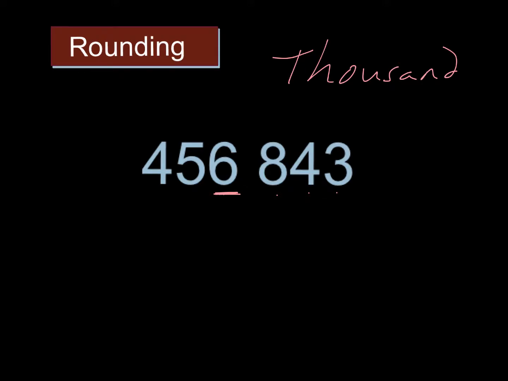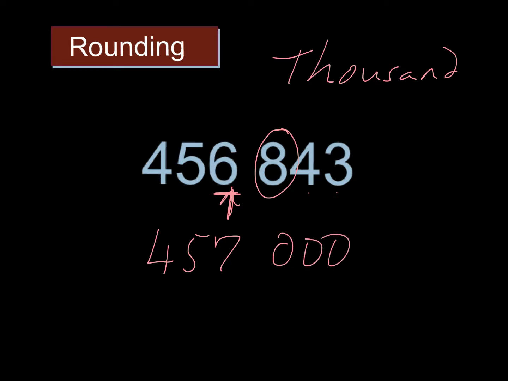So we found the thousands place. Now we're going to look at the number to the right. In this case, it's 8. Now if the number to the right is less than 5, we round down, but it isn't. It's more than 5, so we're going to round up. And that means we're going to increase this one because it's closer to 457,000. So we've now rounded the number to the nearest 1,000.